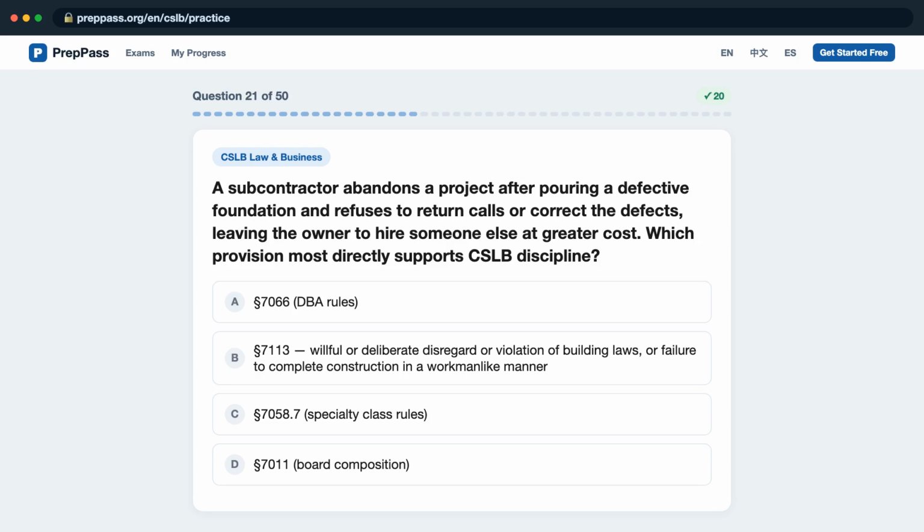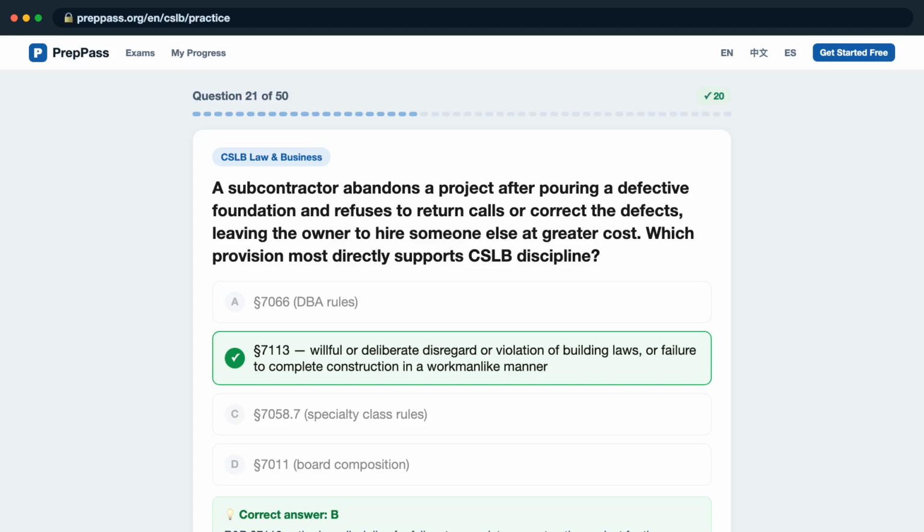B, Section 7113, willful or deliberate disregard or violation of building laws, or failure to complete construction in a workmanlike manner? C, Section 7058.7, Specialty Class Rules? D, Section 7011, Board Composition? The correct answer is B.